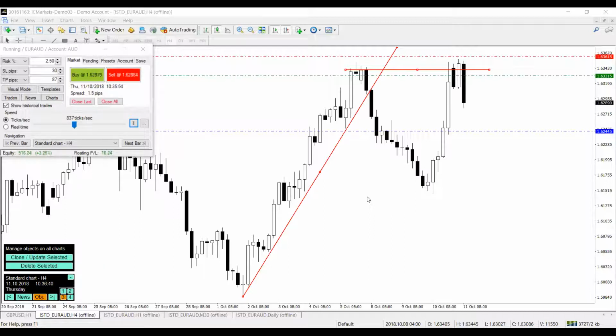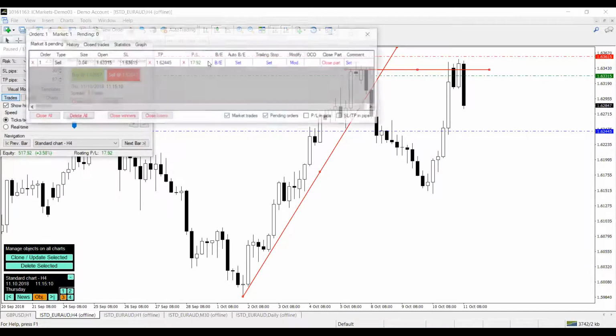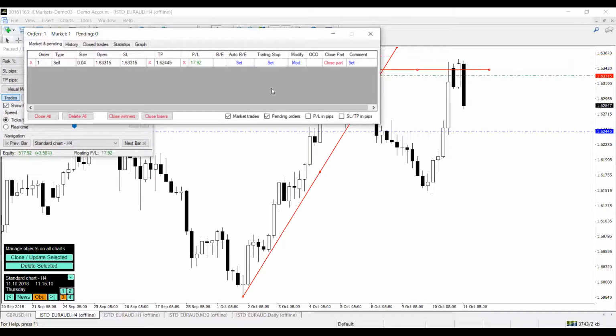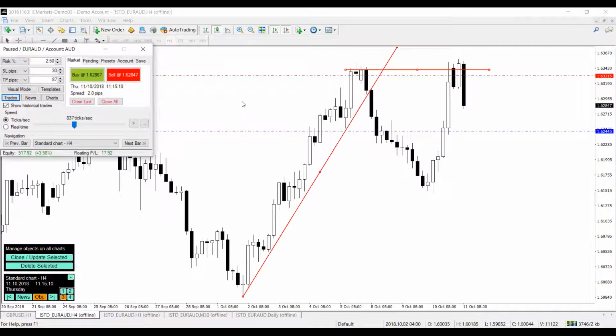Okay, I would move my stop loss to break even. Cool. Press pause and do that. Trades, BE. How many pips is this? 44 pips. Cool. And then click the screen and press play when you're ready.